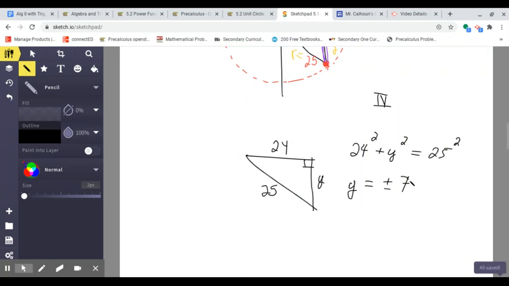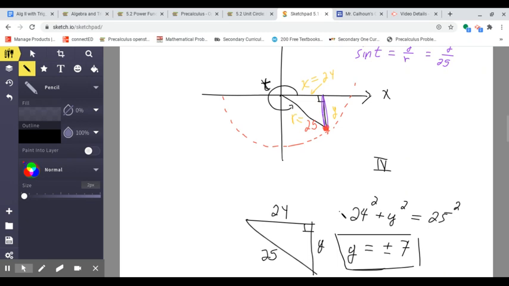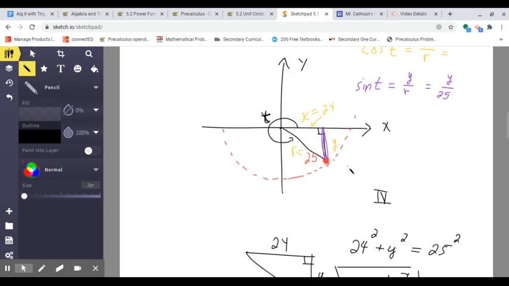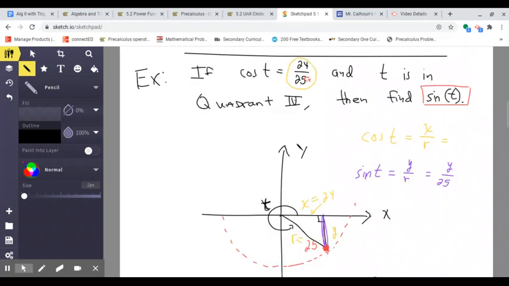And the reason that I say plus or minus is because remember, we have to take the square root eventually. So we arrive at this junction. Which sine value do we choose? We have to choose one. Well, let's go back. Where is the angle located? Our angle is located in quadrant 4.